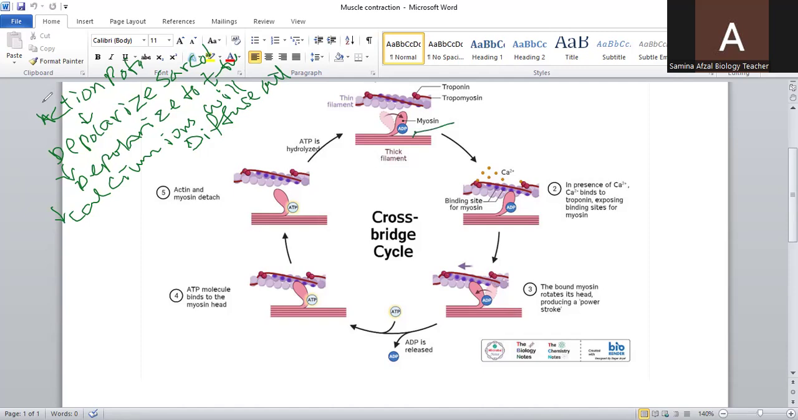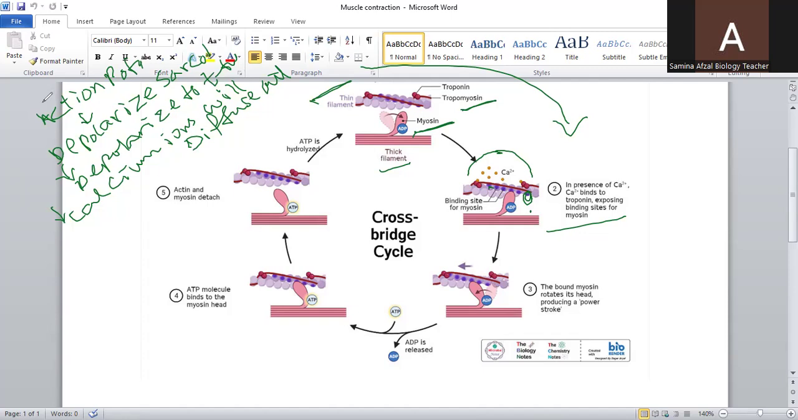Here you can see this is the myosin fiber, which is the thick filament, and this is the thin filament. Troponin and tropomyosin are there. So you can see when the calcium ions are released, these calcium ions will bind to troponin, exposing binding sites for myosin, because actin and myosin will bind together to make a cross bridge. These calcium ions which are released will bind to troponin and expose the binding sites for myosin when they join. These are the binding sites, shown with dark blue color.